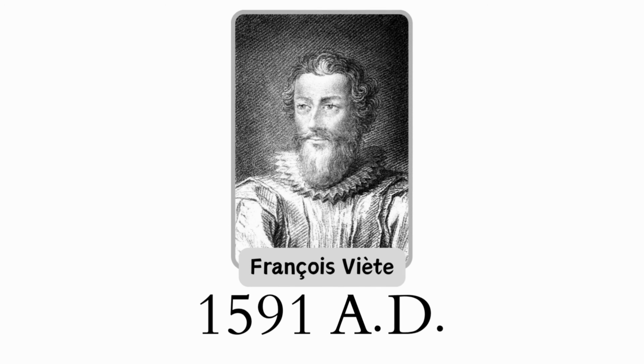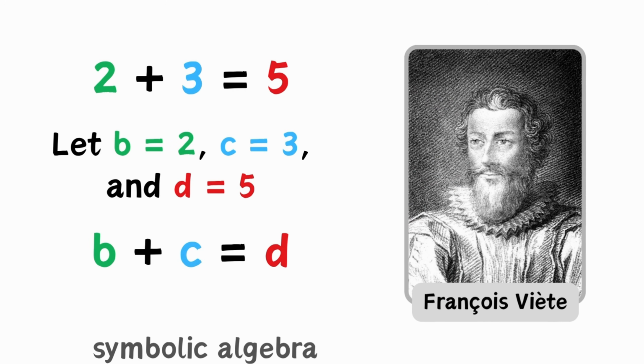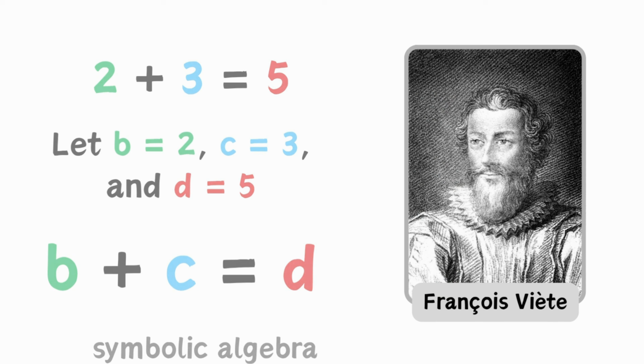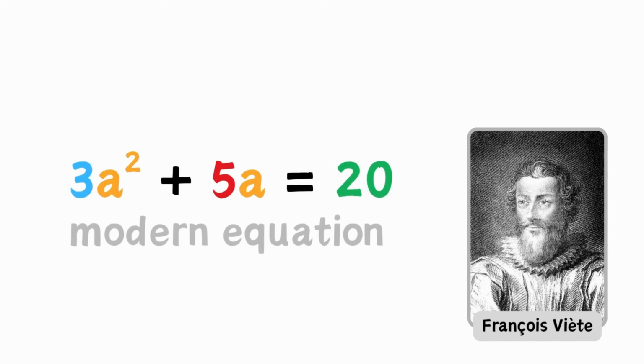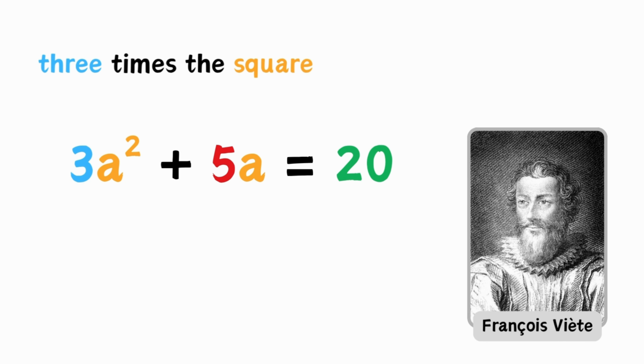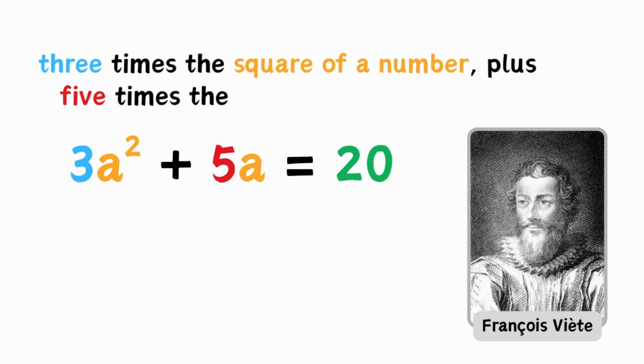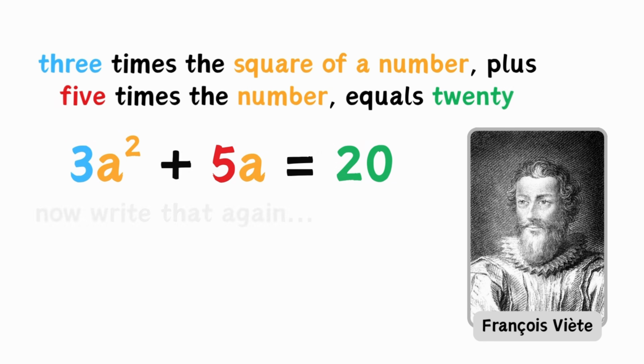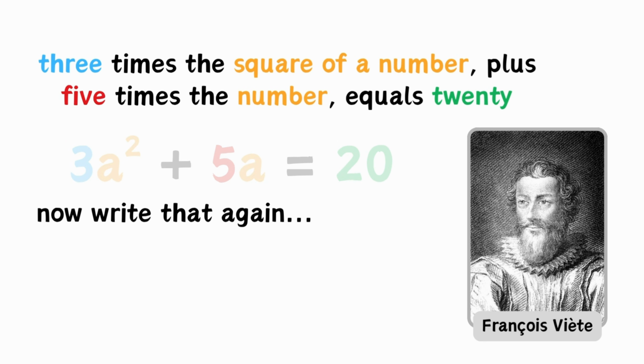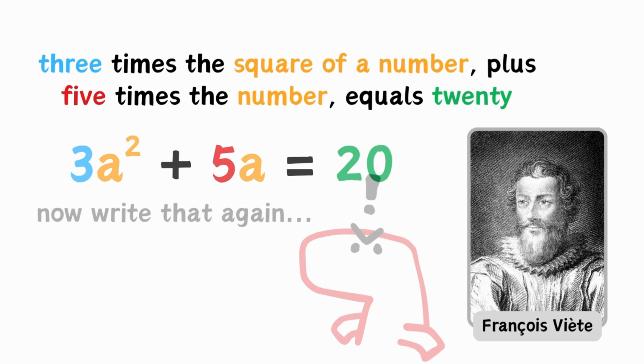In 1591, a mathematician named François Viète decided to introduce something revolutionary to mathematics: the use of letters to represent quantities. Up until this time, many mathematicians wrote out their equations as sentences. For example, to write this equation, a mathematician would have to write 3 times the square of a number plus 5 times the number equals 20. As you might imagine, this demands a lot of time and paper.